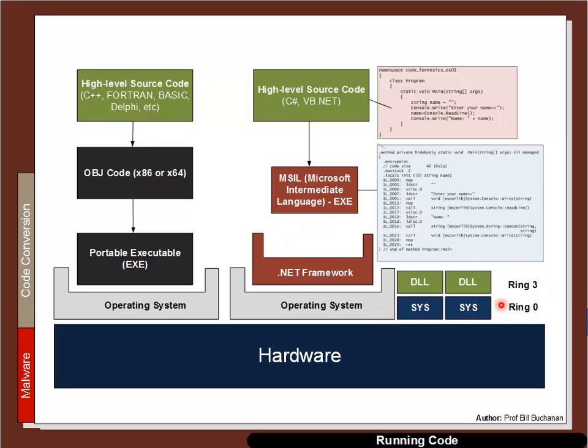Overall, in a Windows machine, we have two main levels of privilege. Ring 0 is where all the kernel drivers are. So when a rootkit is installed, it will be installed into this level, which gives it the highest level of privilege. Most of our application programs and other DLLs run in Ring 3.